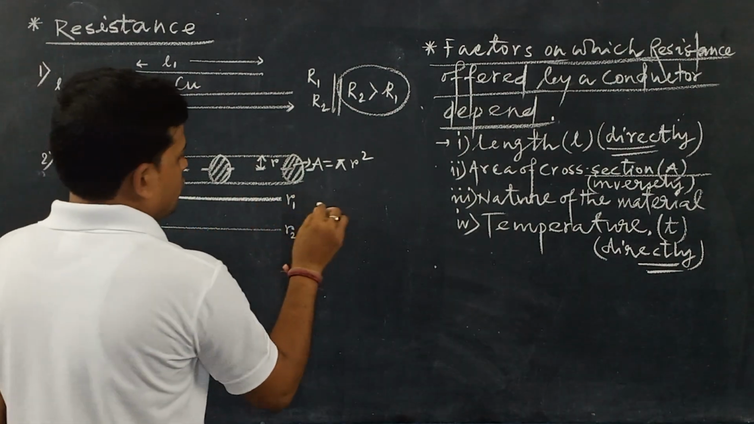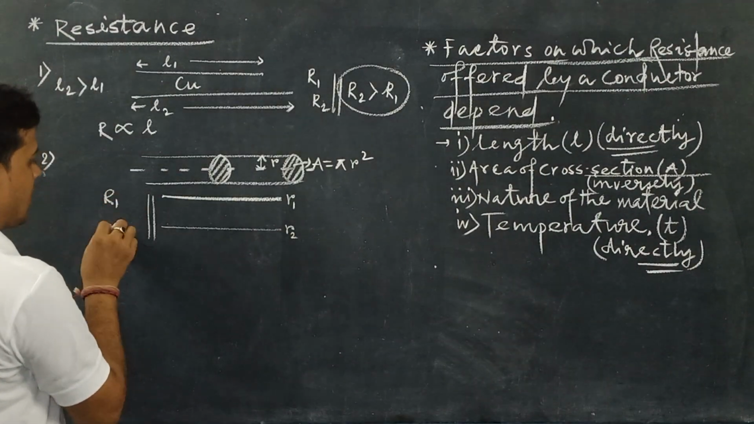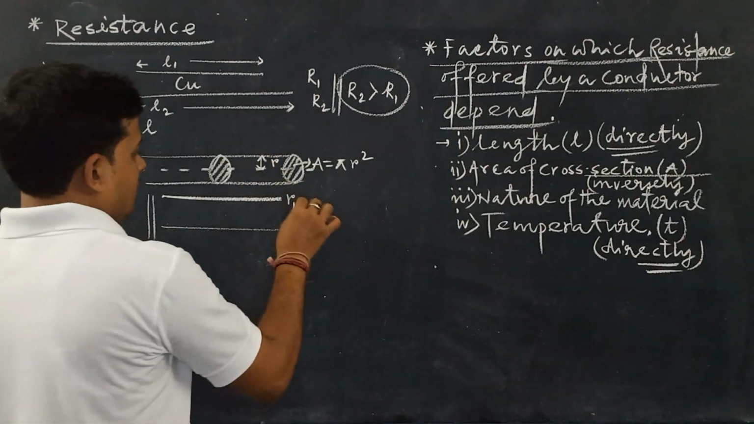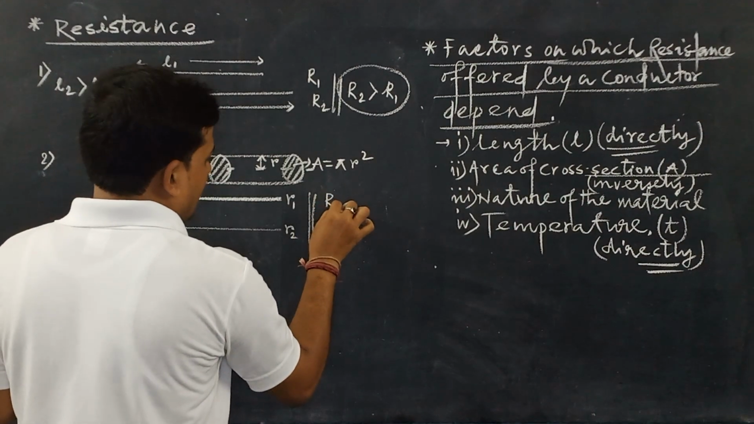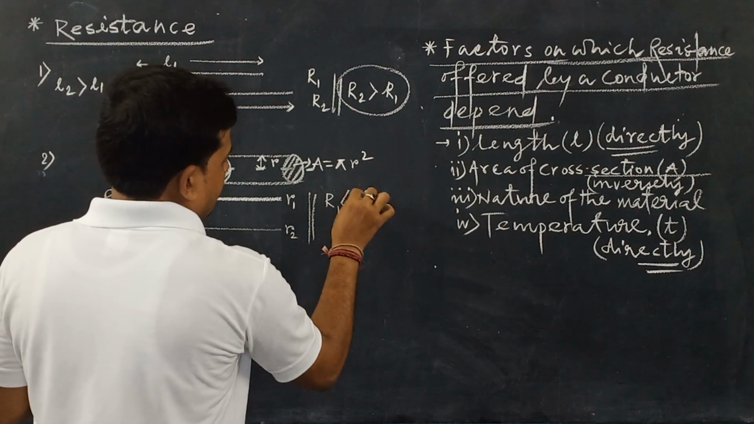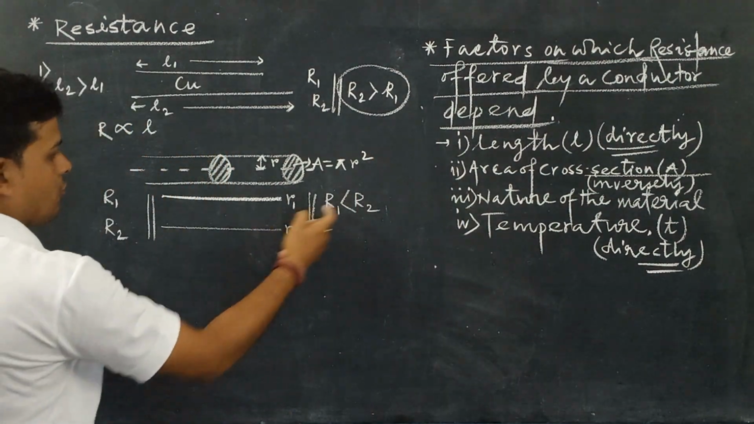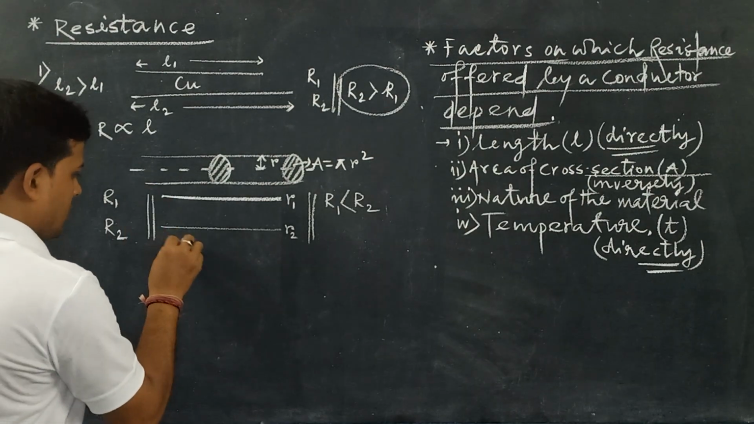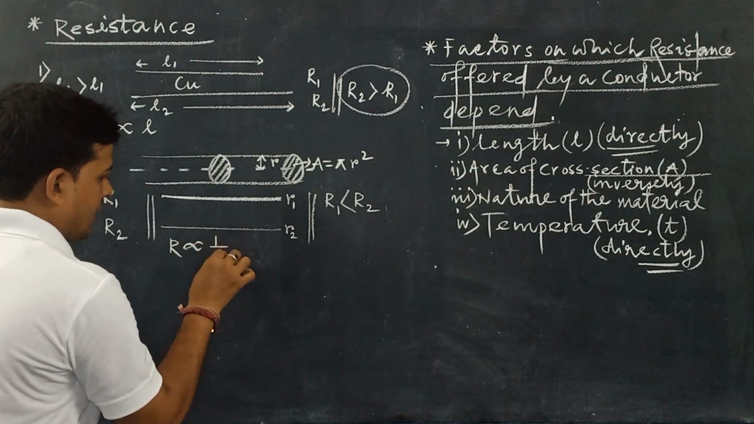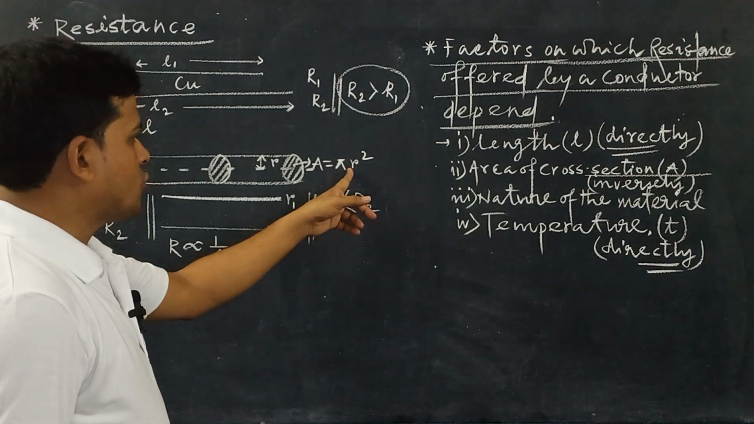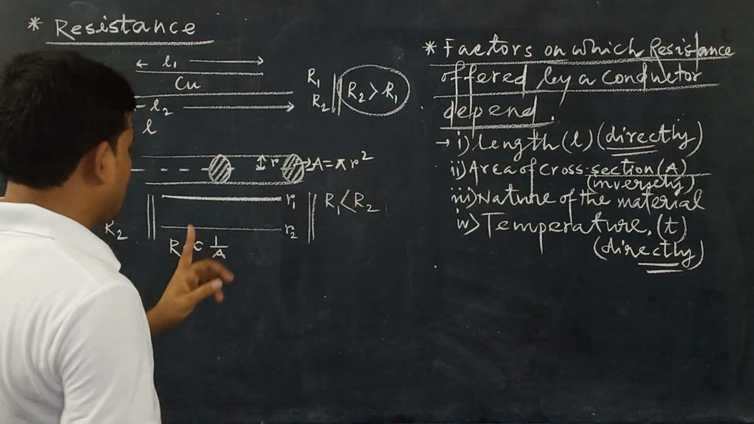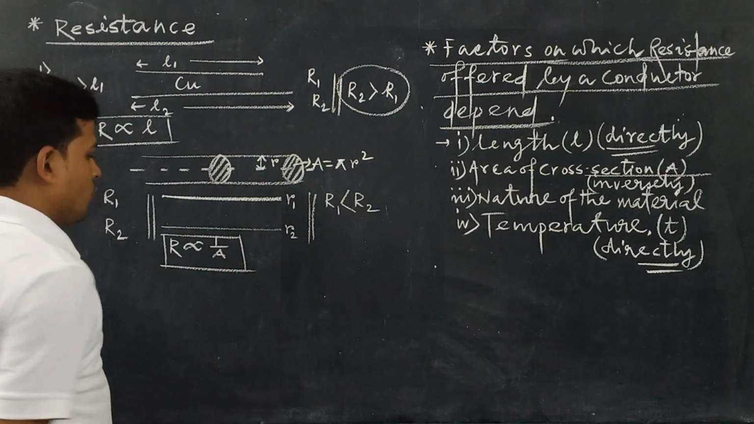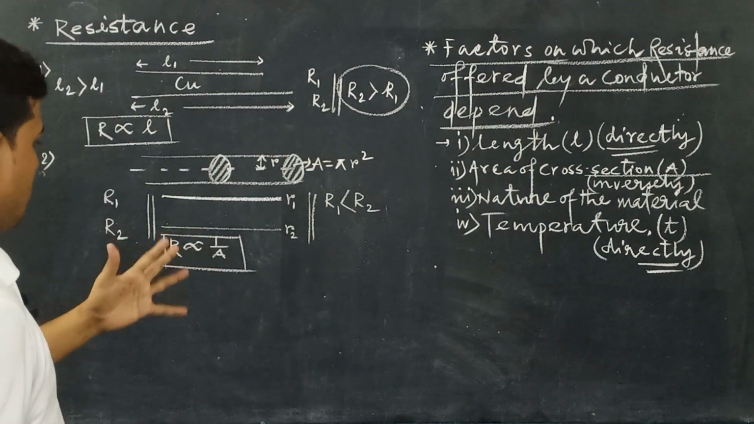Then if the resistance offered by the first wire be capital R1 and the resistance offered by the thin wire be R2, then we see that R1 is less than R2, that means a thin wire offers more resistance for equal length. Mathematically, how can we represent this? Let us consider R proportional to 1 by A. Thin wire means the area of cross section is less, that means the radius is less, so this is the standard relation, the resistance is inversely proportional to the area of cross section.